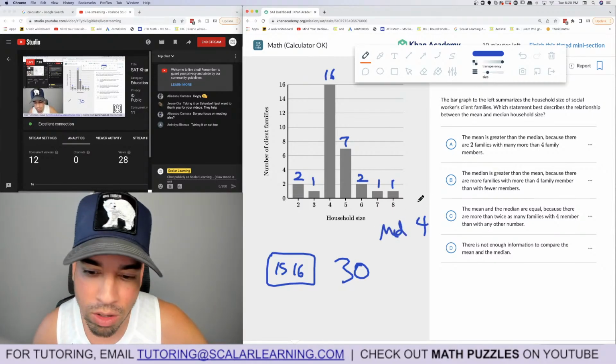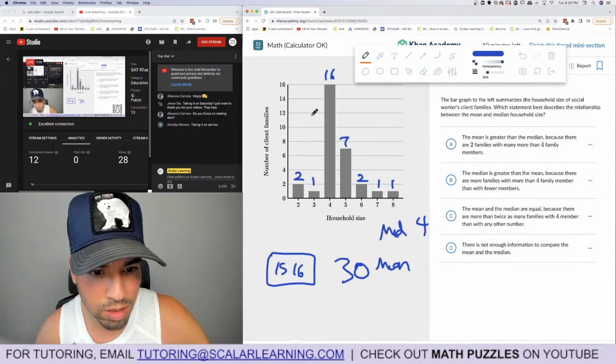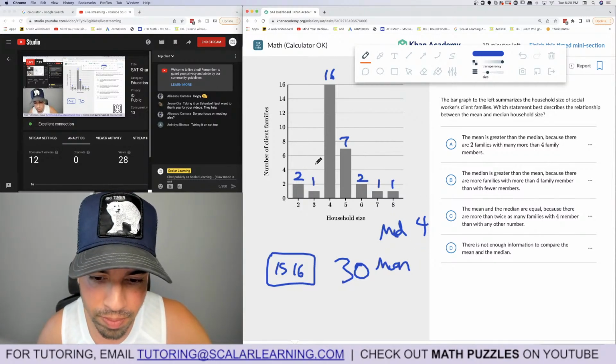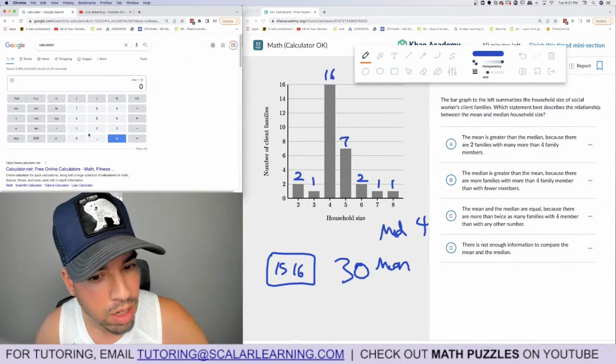And I guess we're going to have to calculate the mean. I think the mean is going to be less. No, wait, what am I talking about? The mean has to be more because look how many more values there are to the right of 4 than to the left. But let's do it just for fun.